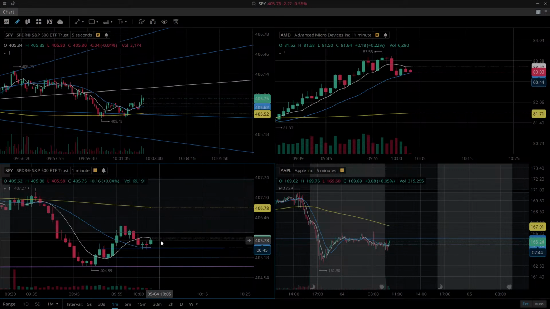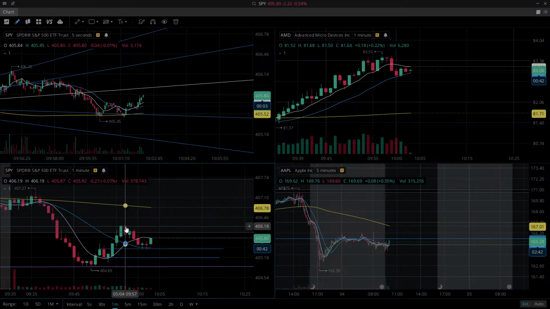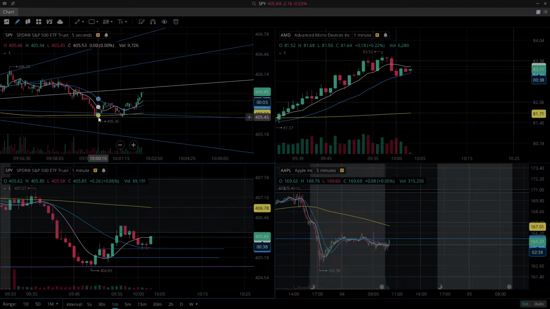So we're holding that support area. We're looking for 50% of this trend here. That's that bar there. Done. We bounced off this fan line the same way. There's your target.